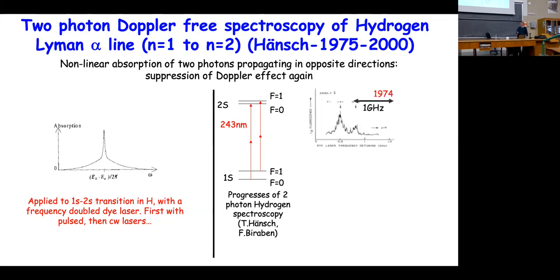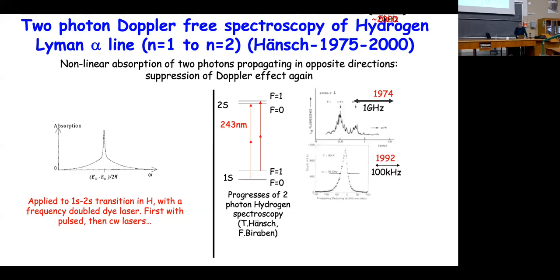And you see here the first spectrum obtained by Hänsch. So this is about 1 gigahertz. In fact, the hyperfine structure is 1.4 gigahertz in the ground state. So you see half of it, 700 megahertz, because you have 2 photons. And you see that the lines were rather broad because you're using a pulsed laser, which didn't have very good resolution. This was in 1974. And you see the hyperfine structure here.